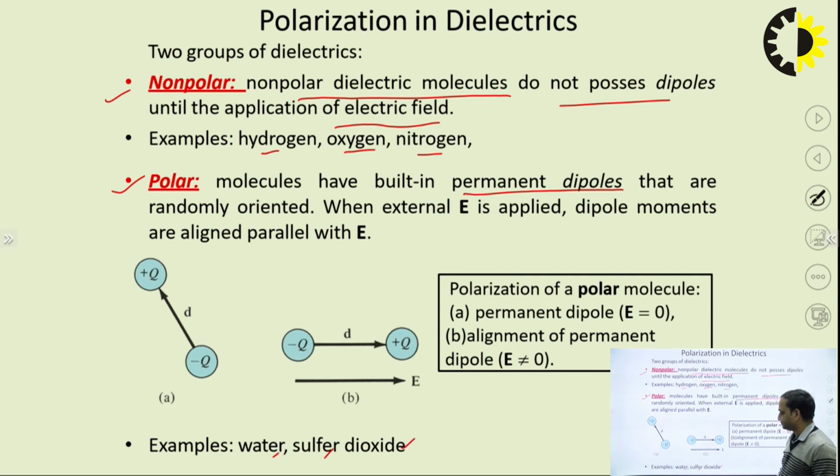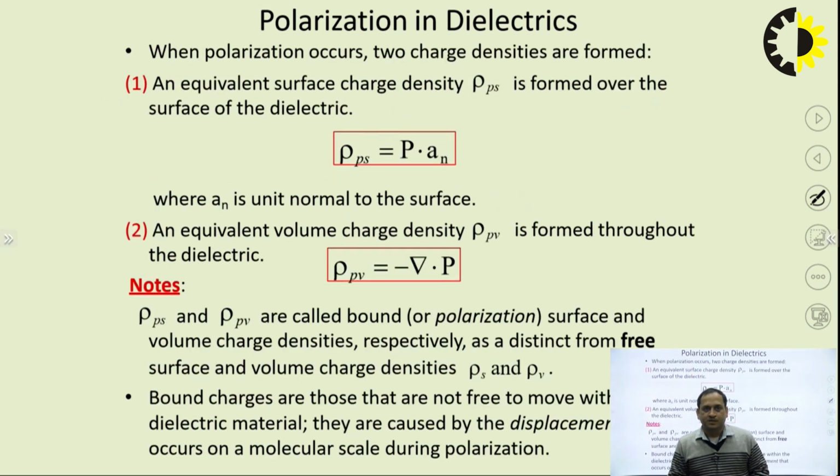H2O or SO2. The figure shows that when no electric field is applied, in the polar case the dipoles exist, but they are not aligned in one direction, so they can point anywhere randomly. But when we put them into the electric field, they will be aligned, with positive charge and negative charge like that, right? So this shows the polar cases, where the permanent dipoles are already formed, but in non-polar cases no permanent dipoles exist.